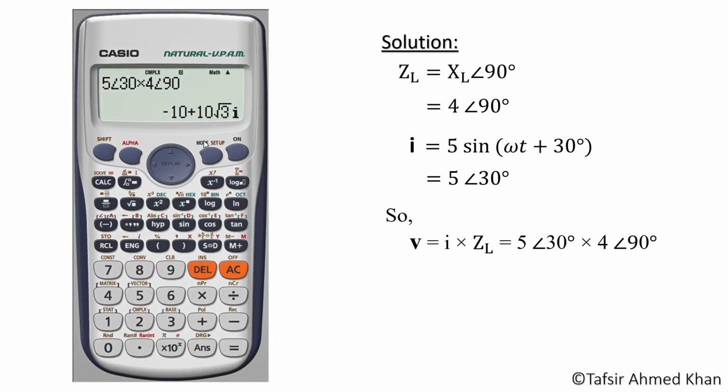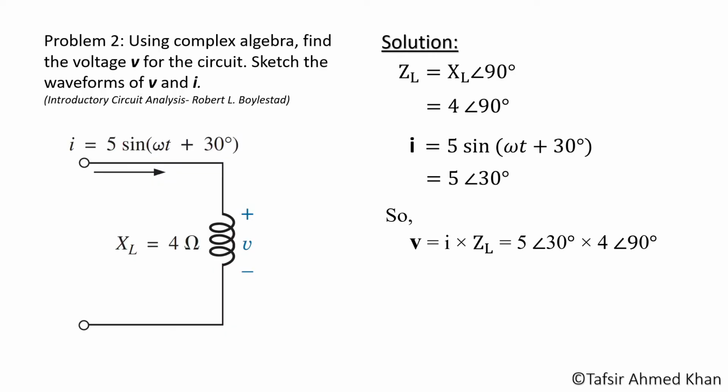That gives us minus 10 plus 10 root 3 i. We need to convert that to polar form. So 20 angle 120. That is our answer. If you convert that into an instantaneous equation, small v is equal to 20 sine omega t plus 120.